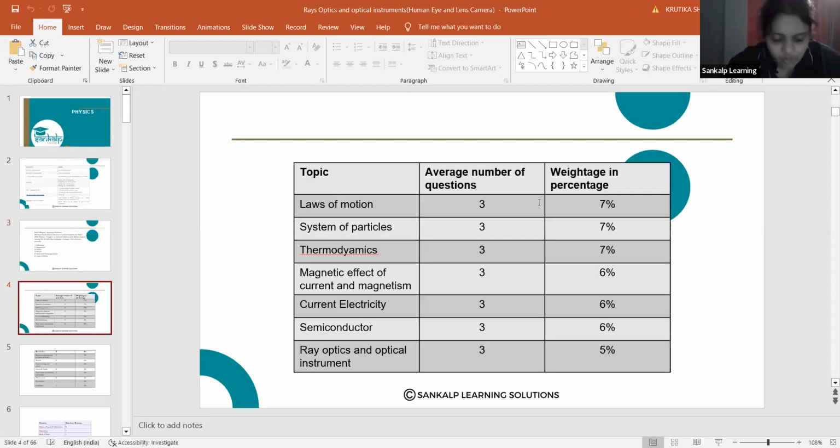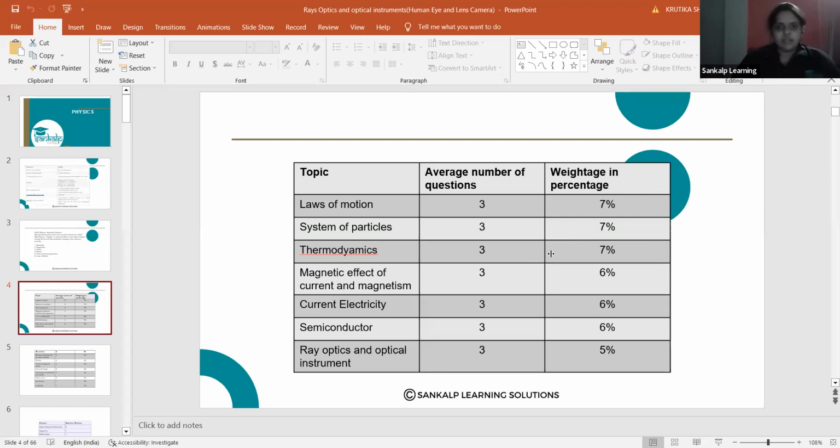So this is the approximate weightage of the marks for each lesson. If you go for laws of motion, the average number of questions will be 3. The weightage from this part is 7%. Same way for the system of particles, that is rigid body, the number of questions is 3 and the weightage is 7%. Then thermodynamics is also the same.